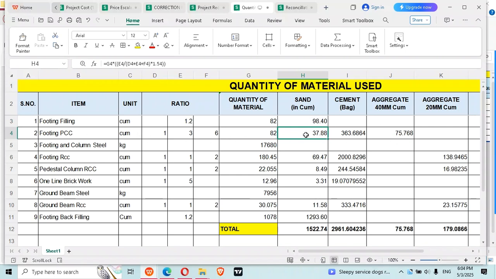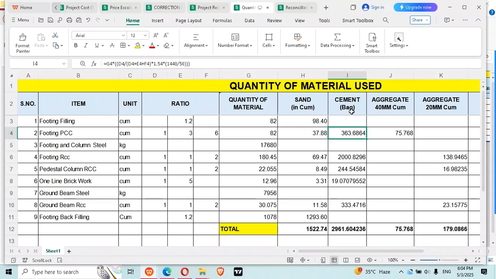We have the ratio here and this is the formula. Look at this. As I told you before, first we need the quantity of material, you can see here, and then we have the ratio of sand, this one 3, and then we have the sum of ratio, and then you multiply it by 1.54. It is a factor. Just multiply them, so you will get the quantity of sand.